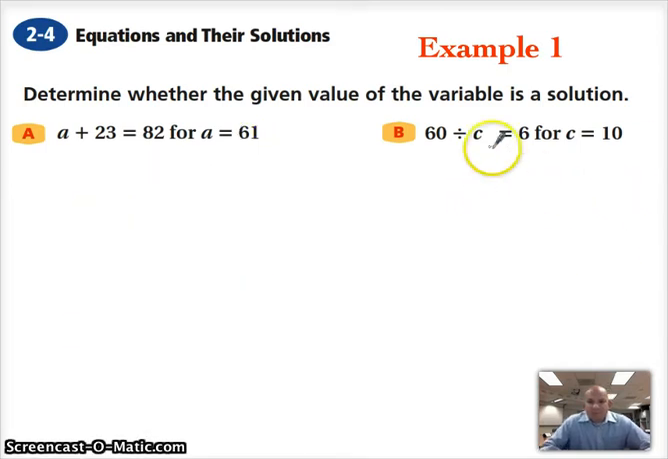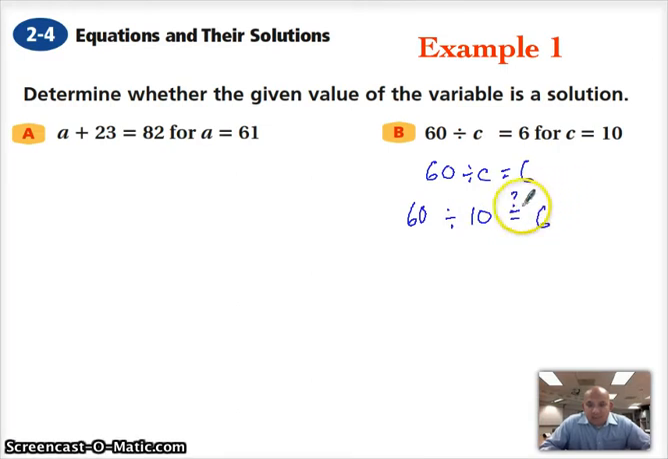Let's do letter B. 60 divided by C equals 6 for C equals 10. So here we're going to write the equation again. 60 divided by C equals 6. Then we're going to substitute 10 for C. So we're going to put 60 divided by, instead of C, the value of 10, to see whether or not this is actually a solution. So 60 divided by 10 is 6. Does 6 equal 6? Absolutely.